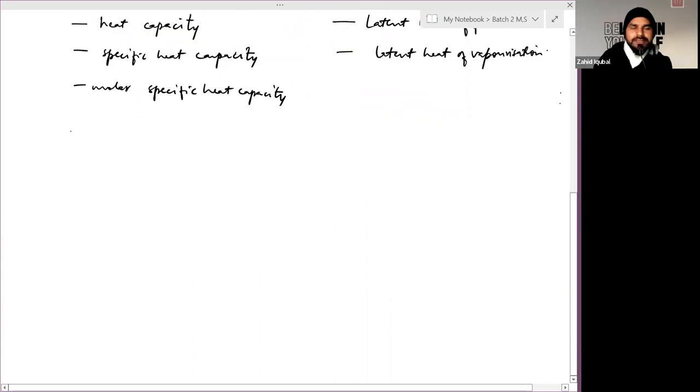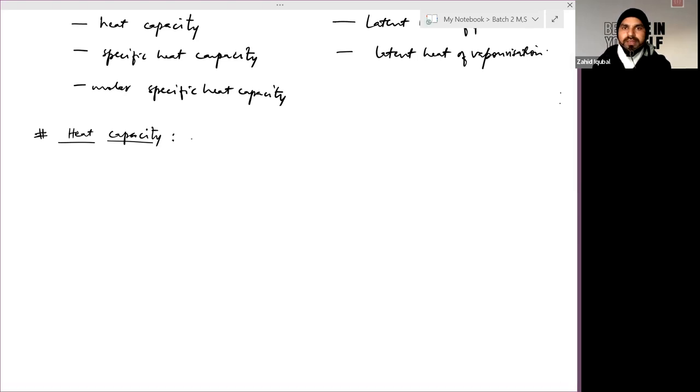Now the first part is heat capacity. You must have learned some of these terms in your earlier classes in class 7th or 9th, but only the definition part. Let me define it first. Heat capacity states the amount of heat required to raise the temperature of any substance by 1 degree Celsius or 1 Kelvin.